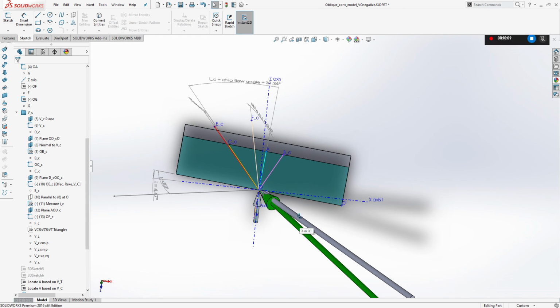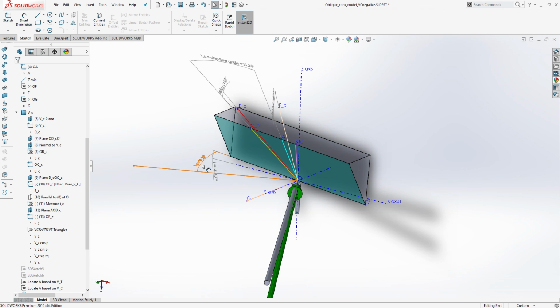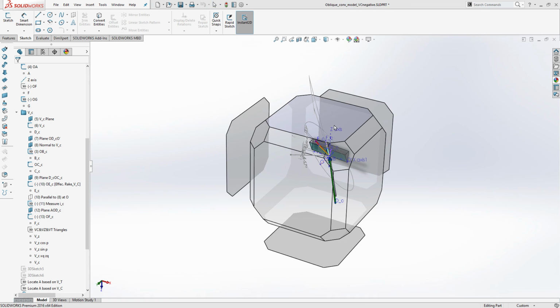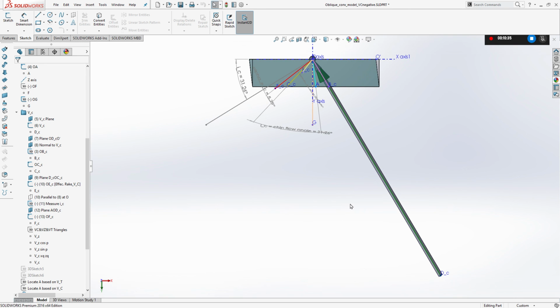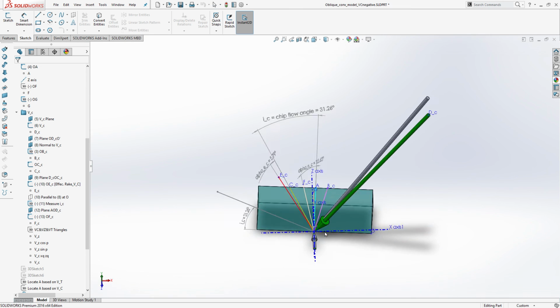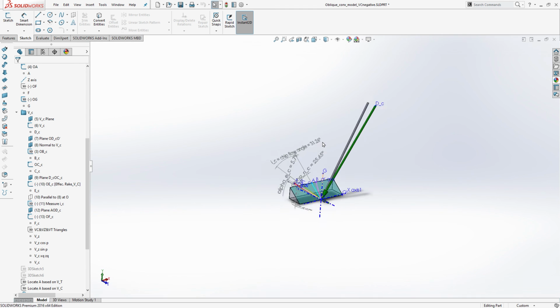And this is to explain why the inclination angle changes when we have the oscillation velocity added to the drilling tool. This is the top view of the oblique model. This is the front view, and this is the isometric view.